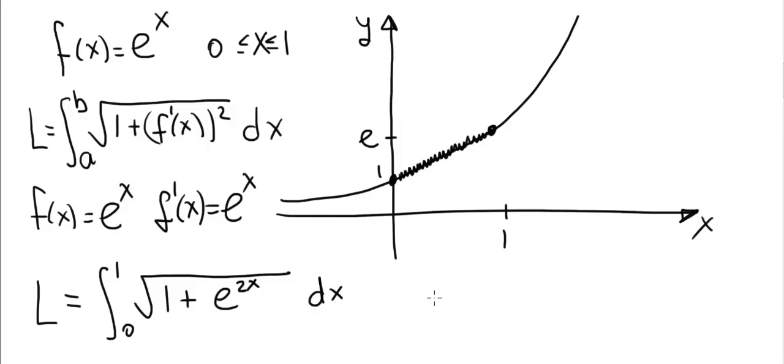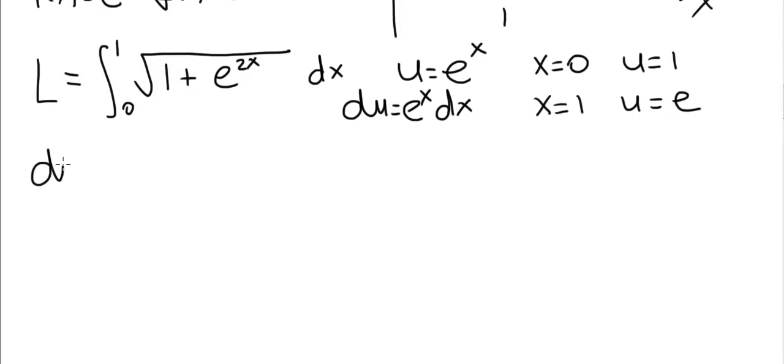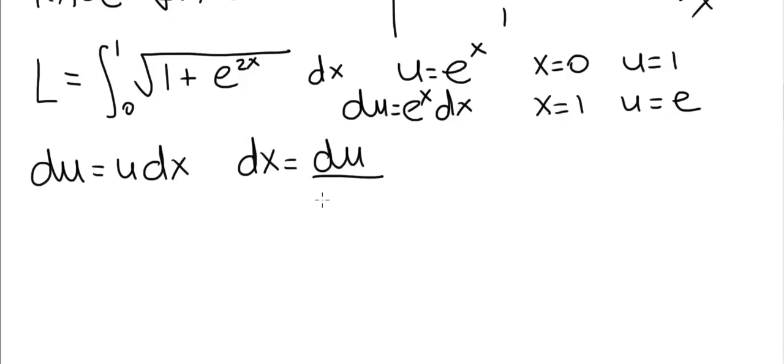We'll do this by a two-step process. The first step is to make a u substitution. Let u equal e to the x. When x is 0, plugging in 0 for x, we get e to the 0, which is 1. So u is 1. And when x equals 1, u is equal to e. And du equals e to the x dx. But e to the x is u, so we have du equals u times dx. Therefore, dx is equal to du divided by u.